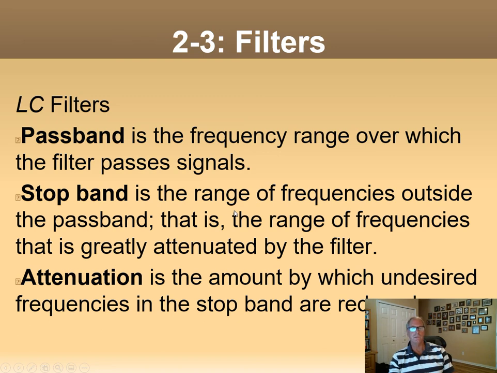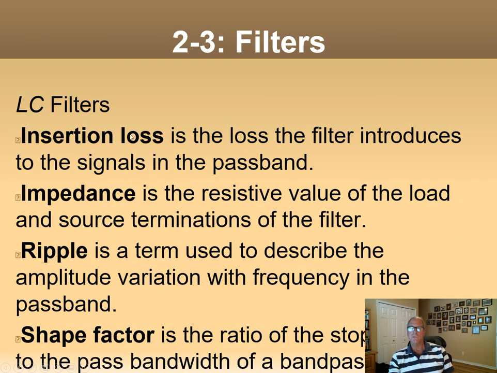LC filters, inductors and capacitors, they're used with RF applications, and they can be, again, resonant. They are resonant circuits, and you've got a pass band with them, stop band, attenuation band. There is some insertion loss because of the inductor. Obviously, there's some lead inductance and things like that, but there's winding resistance. There's ripple in the pass band, meaning that the gain is not constant. And there's a shape factor, which is basically dependent on the Q.